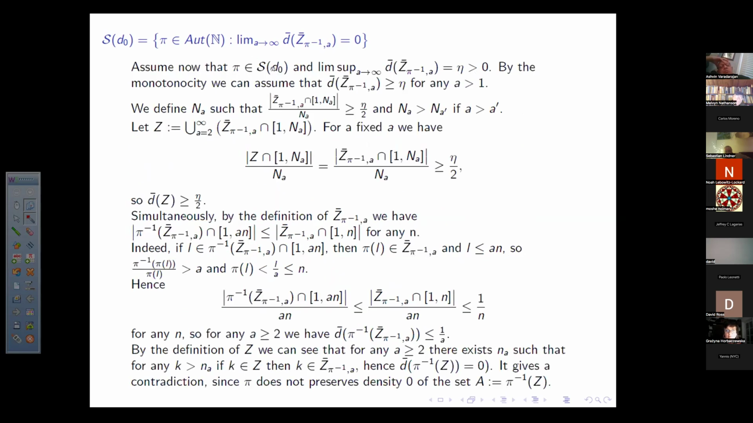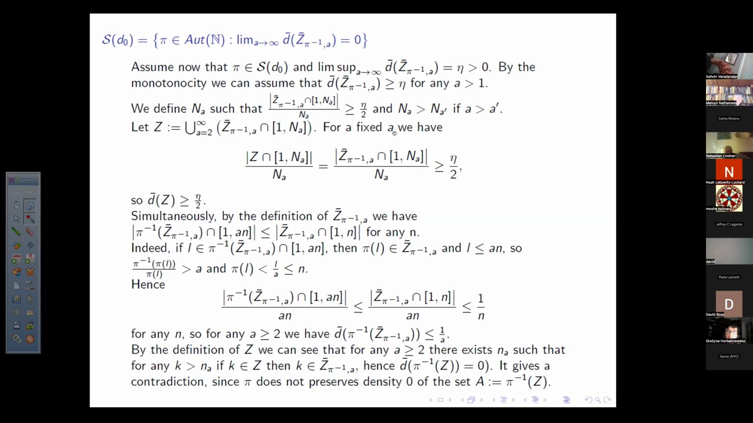I mean, we assume that we have a permutation like that, and we assume that our condition is spoiled. So the upper limit of the upper density of this set is positive. And now, since we can work here with monotonicity, we receive that this is greater or equal to eta for any A. And now we choose an A such that on these intervals this inequality is fulfilled for numbers greater than A prime. If we have A greater than A prime, we have this inequality. So we choose further and further these numbers, and then we define the set Z as a union of those sets. That's our candidate to show that there is a contradiction.